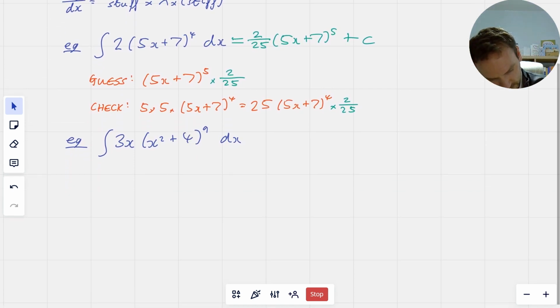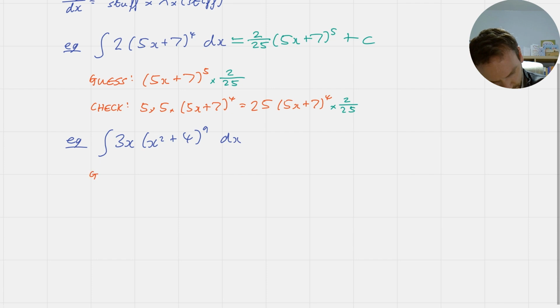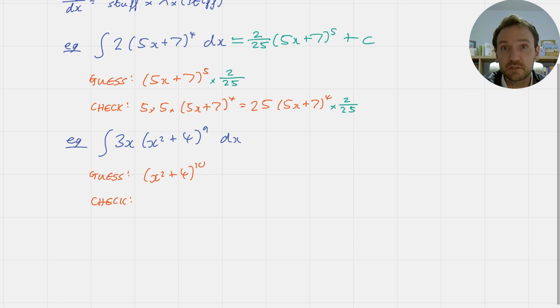So what guess should we make here? Well, for our guess, let's say we want to end up with x squared plus 4 to the 9. Let's start with x squared plus 4 to the power of 10 and adapt from there. So if we do our check here using the chain rule, sorry, I can't spell. So if we do our check, then we're going to get our stuff differentiated, which is 2x, because x squared plus 4 differentiated is 2x, multiplied by our n, which is 10, multiplied by our stuff, which was x squared plus 4, to the power of 9.